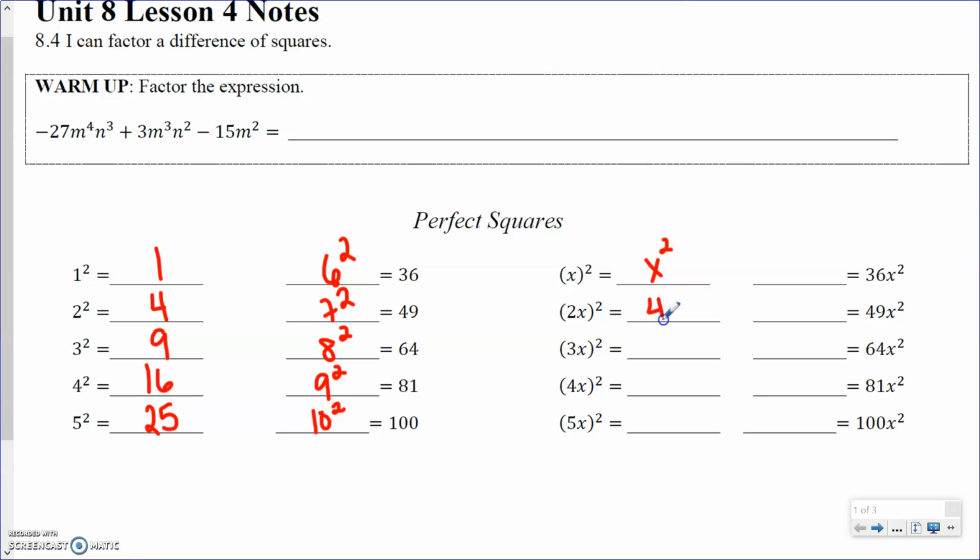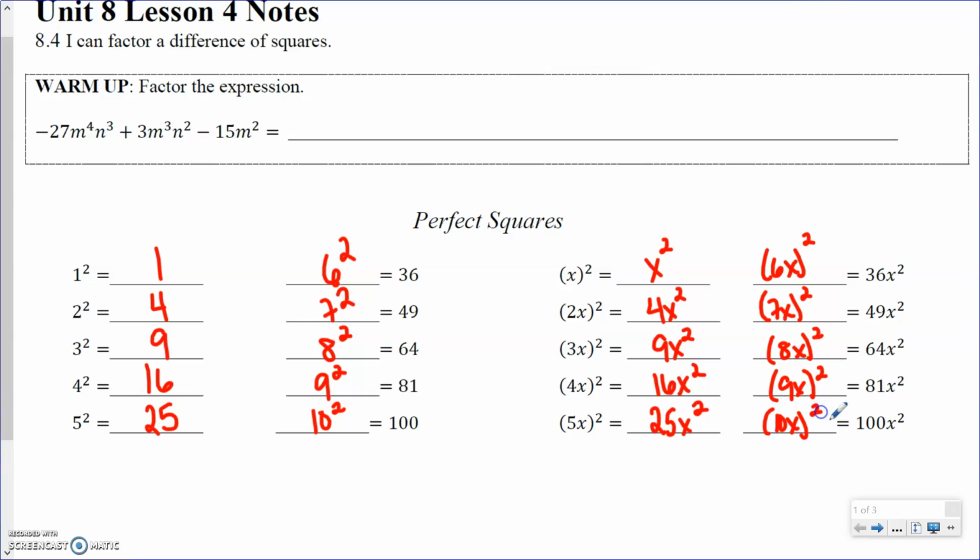So same idea here, x squared, we could simplify. The quantity 2x squared is the same as 4x squared, because we're going to square both parts. The quantity 3x squared is the same as 9x squared. 4x squared is the same as 16x squared, and then 25x squared. Okay, we can split this up as well. So the quantity 6x squared, quantity 7x squared, quantity 8x squared, quantity 9x squared, and quantity 10x squared.